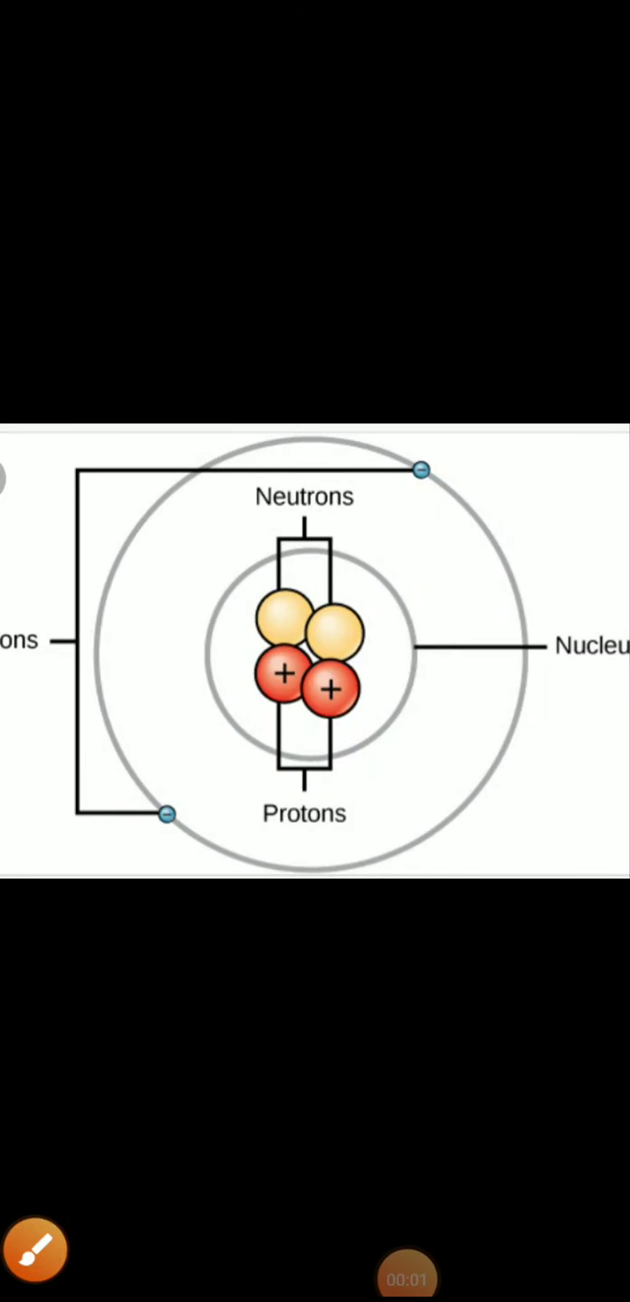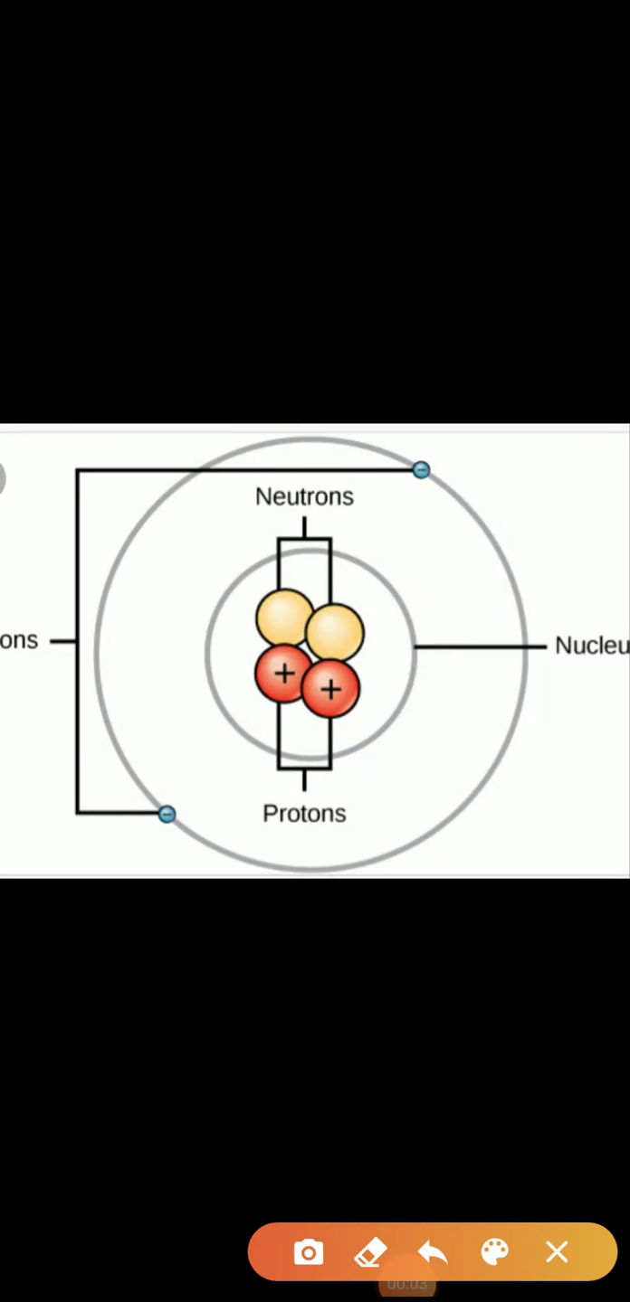Now we'll study the atomic structure of the atom. An atom is formed from the nucleus and the extranuclear part. See, this is the nucleus of the atom. Every atom consists of a nucleus at the center, just as a circle has a center.